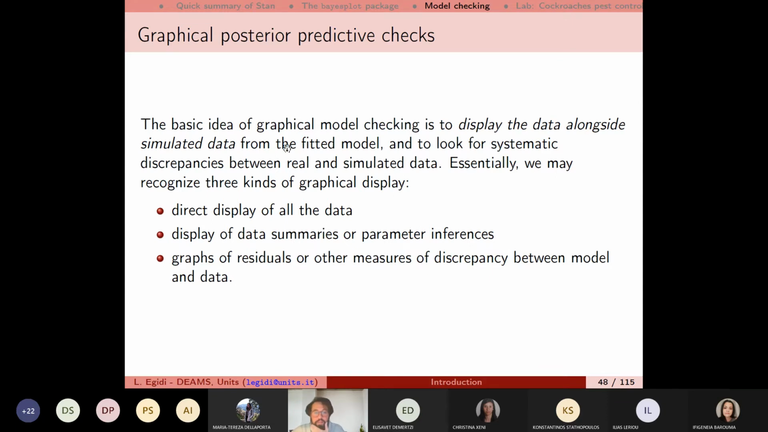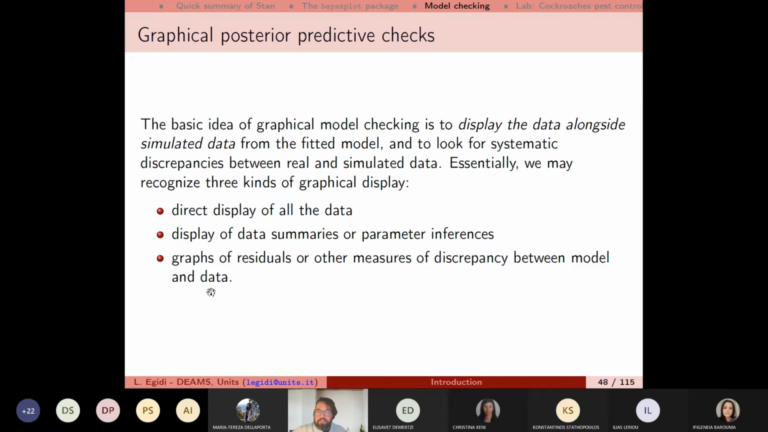So we can have a direct display of all the data. We can have a display of data summaries or parameter inferences, or we can also construct graphs of residuals or other measures of discrepancy between the model and the data.